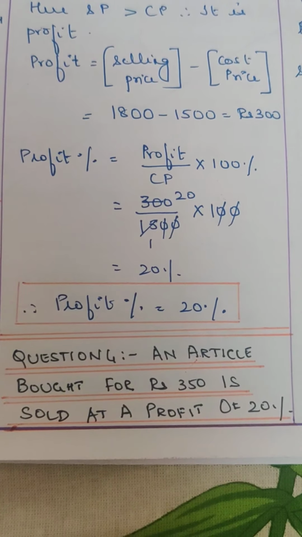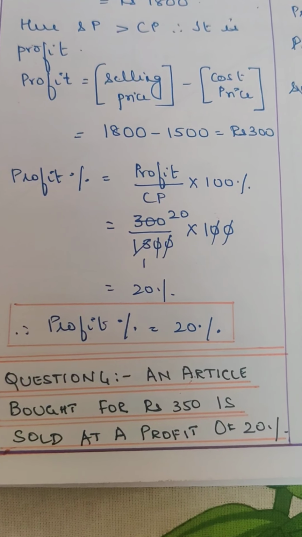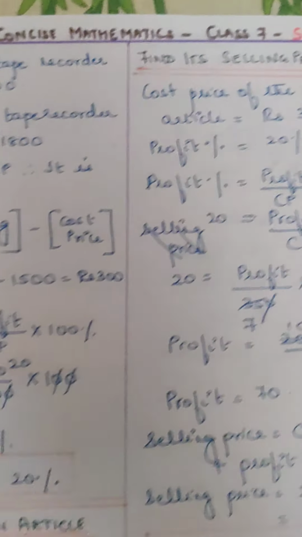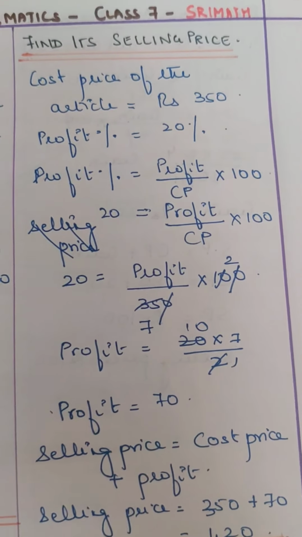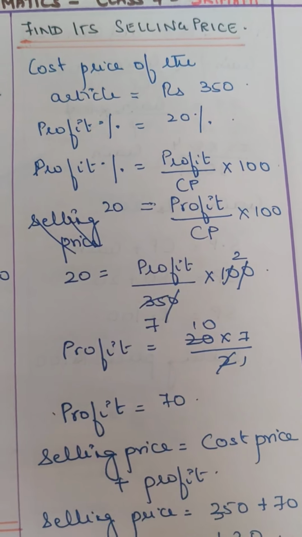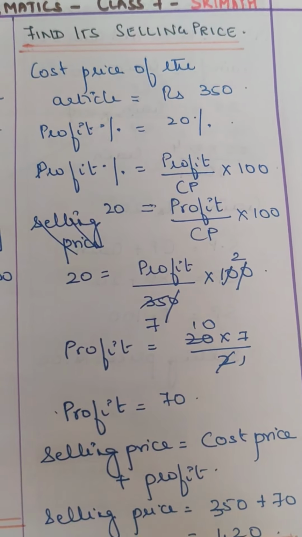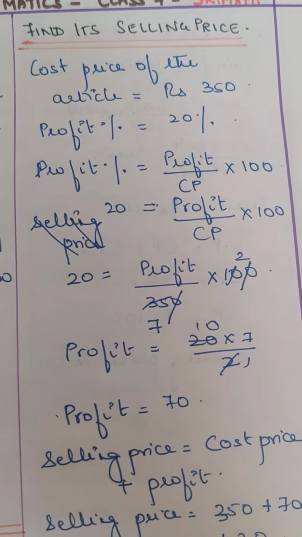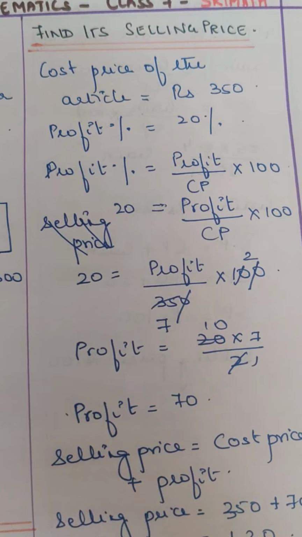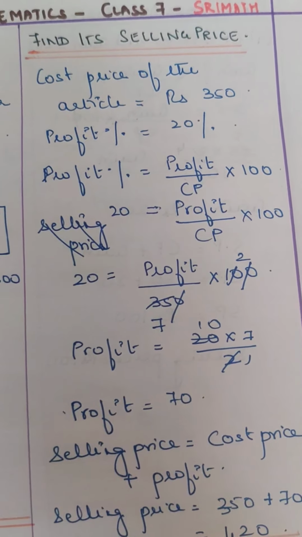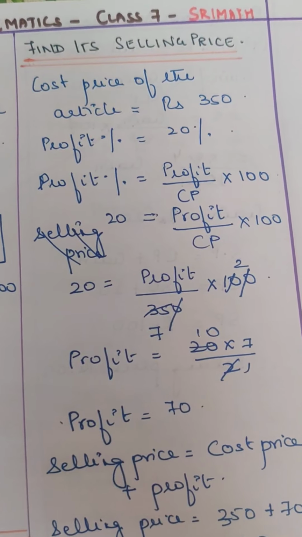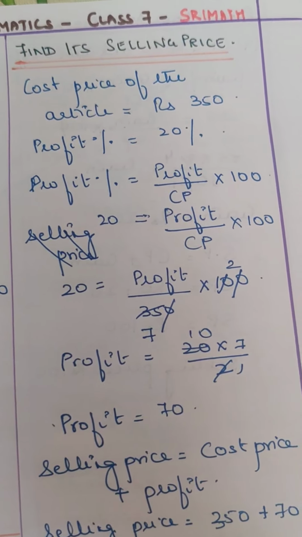Let's move on to question 4. An article bought for rupees 350 is sold at a profit of 20%. Find its selling price. Cost price of the article is equal to rupees 350. Profit percent that is given is equal to 20%. Therefore, profit percent is equal to profit by cost price into 100. That is 20 is equal to profit by 350 into 100.